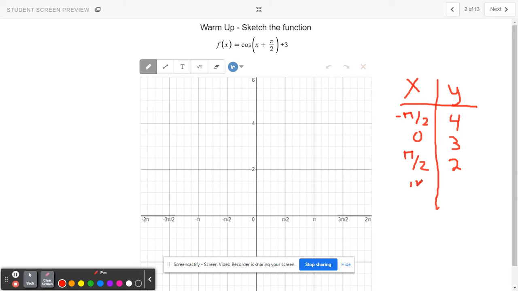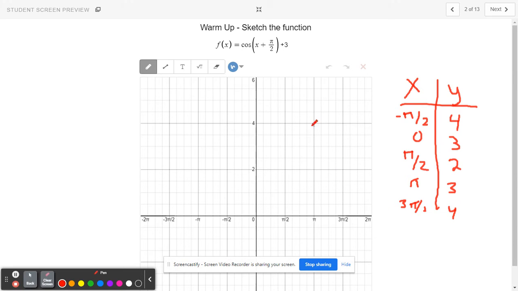And then I go to pi. I end up at cosine of 3 pi halves, which is 0. 0 plus 3 is 3. And if I go to 3 pi halves, I'm at cosine of 2 pi, which is 1. 1 plus 3 is 4.